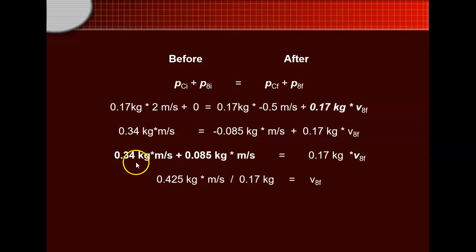And that gives us 0.425 on the left side. We need to divide that by 0.17 kilograms to get our final speed. We do that and we get a final speed of 2.5 meters per second in the opposite direction that it was traveling.